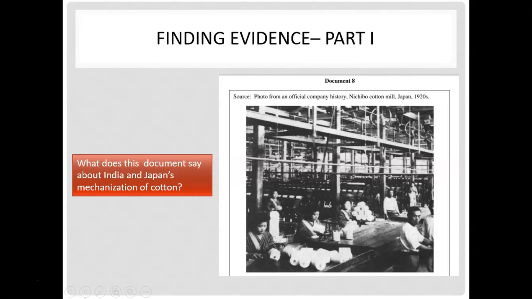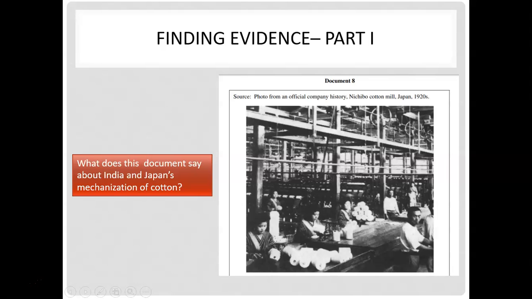This is a picture, and this is from an official company history, Nichibo Cotton Mill, Japan, 1920s. So when you're looking at a picture, you first start by just finding out what you actually see. So I'm like, okay, I see, it looks like metal. I'm pretty sure those are machines in the background. We know that this DBQ is about cotton, so this must be cotton. I see 2 men, 2, 3, 4, 5 women.